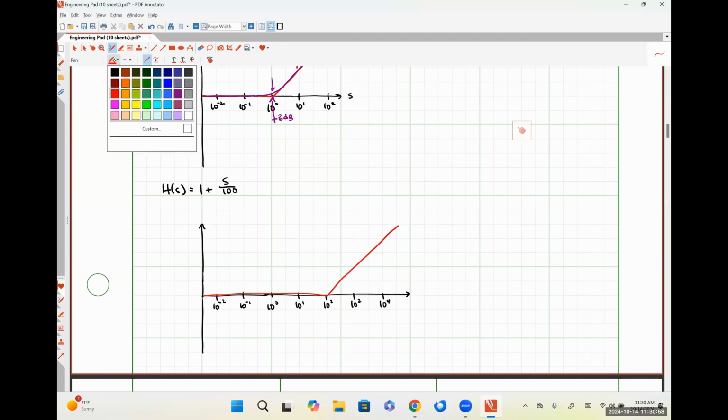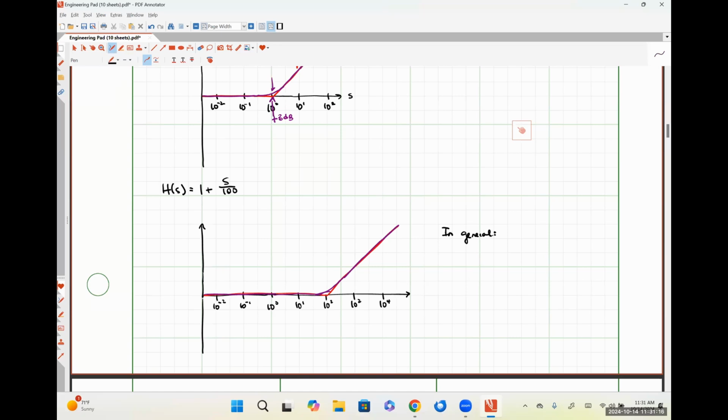Something like this. And then the smoothed graph would look something like that. All right, so just before I answer your question, Michael, let's talk about the general thing here. So in general, what we have is 0 dB for S is less than omega Z, and then we're increasing at 20 dB per decade for S is greater than omega Z.